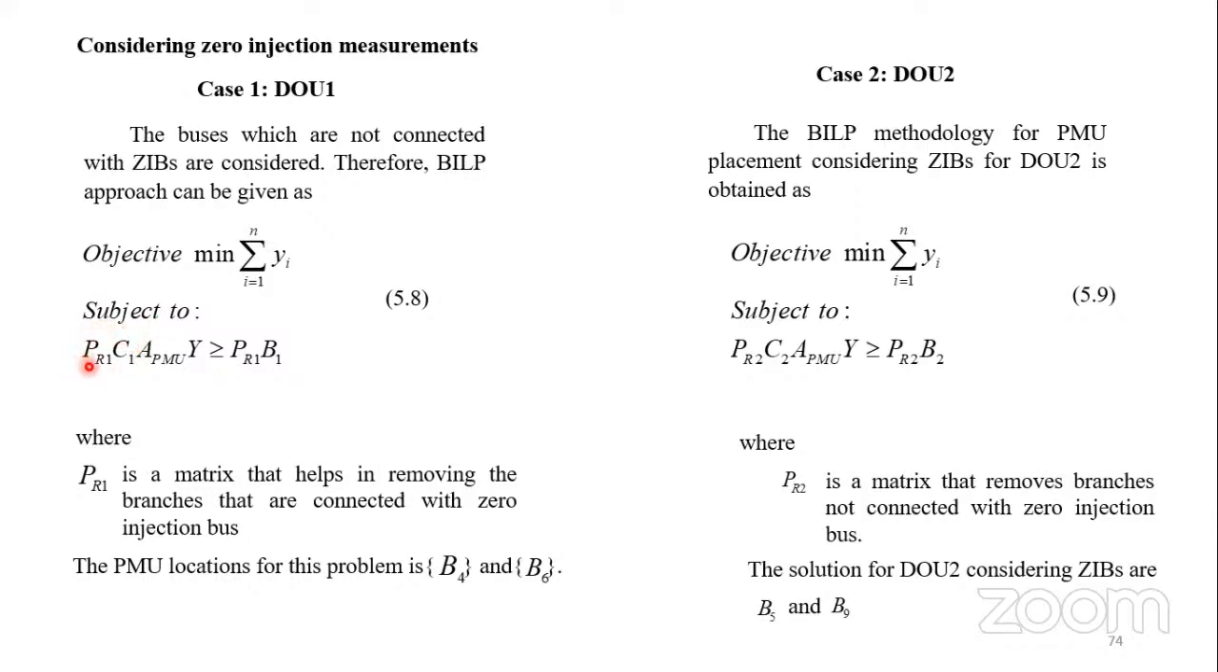You don't have to change anything, but you have to include some vector or some matrix here. Okay, so PR1, because C1 you know already, so PR1 is a probability matrix. Similarly, PR2 is a matrix that removes branches which are not connected with zero injection buses. So only these two changes are there whenever we are talking about the consideration of zero injection buses.